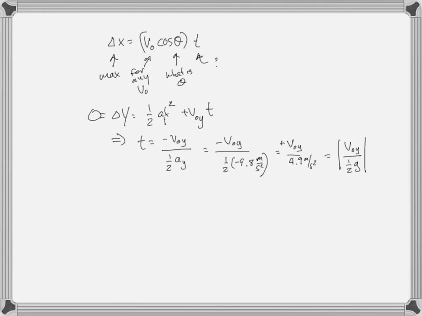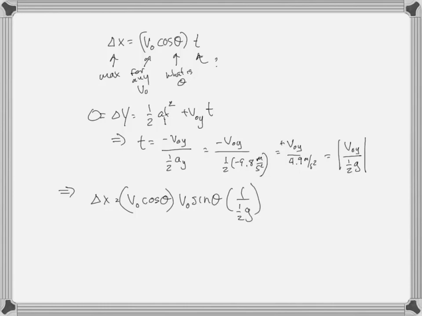I include that just because this will give us the traditional range formula that some of you know from previously taking physics. Okay, so let's go ahead and plug that time in for delta x, and when we plug that time in for delta x, we get delta x is equal to v0 cosine theta. Remember, we want to know theta, so we need to write our v0x and v0y in terms of theta. That's why I had originally done that. And time t is v0y, which is v0 sine theta, times 1 over 1/2 g.